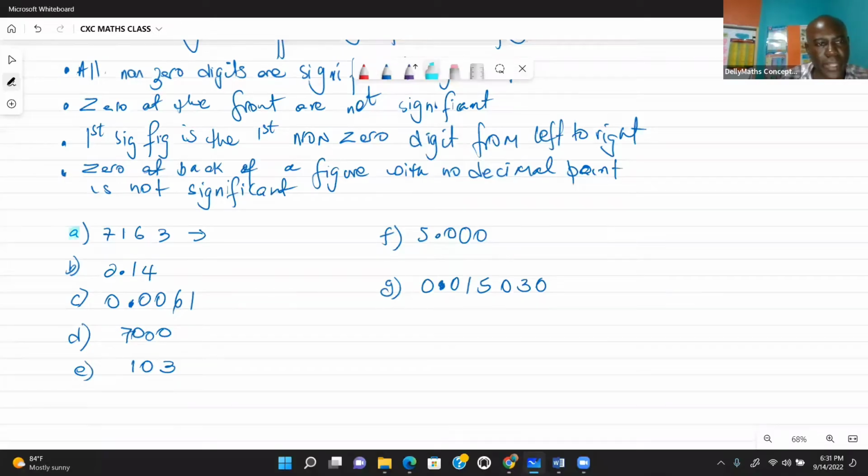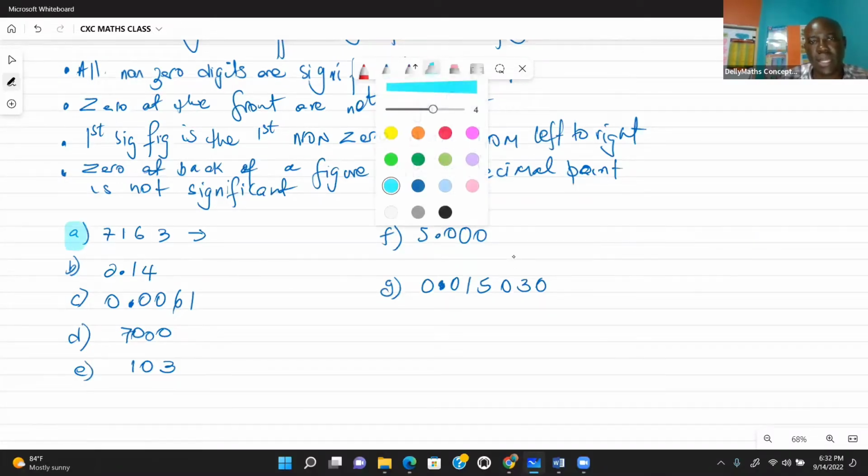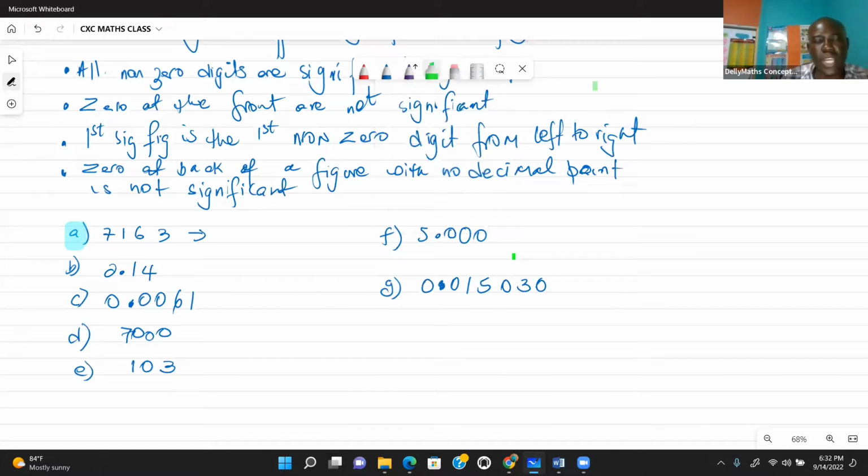At situation A right here. All right, I think I like the green color. So looking at situation A. Remember, the first rule says all non-zero digits are significant. So how many significant figures do you think we have at A if all non-zero digits are significant?